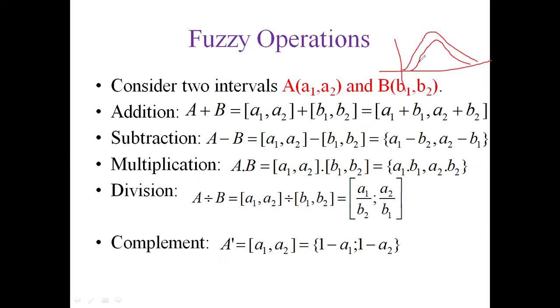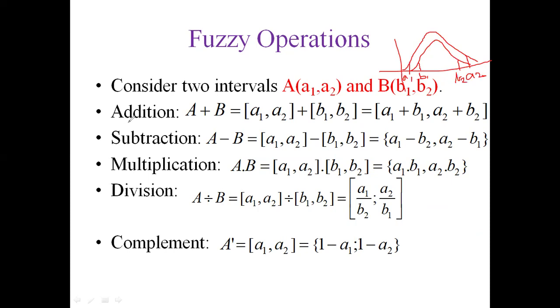So let this be the point B1 and let this be the point A1. And similarly, let the outer bound line be A2 and inner bound line be B2. So how will you identify the relationship between these two signals using fuzzy logic? We are going to perform any of these fuzzy operations: addition, subtraction, multiplication, division, apart from the complementary operation. In the addition process, we are just going to add the coordinates.